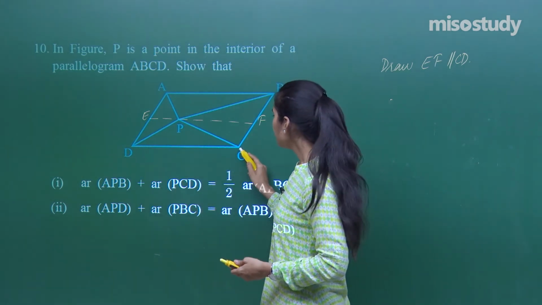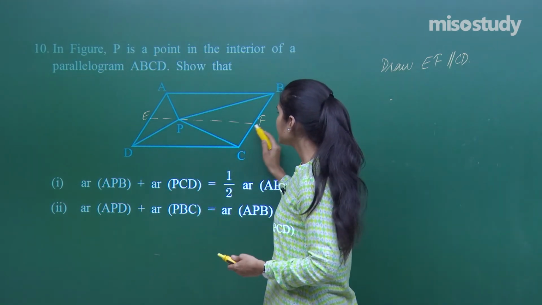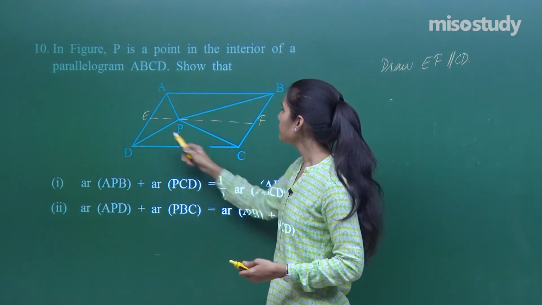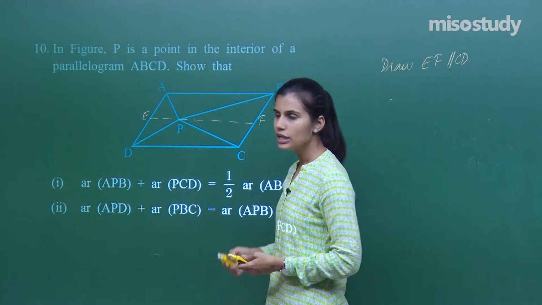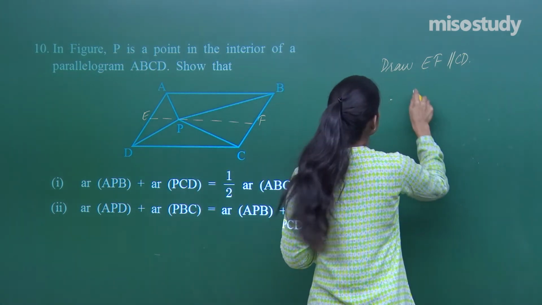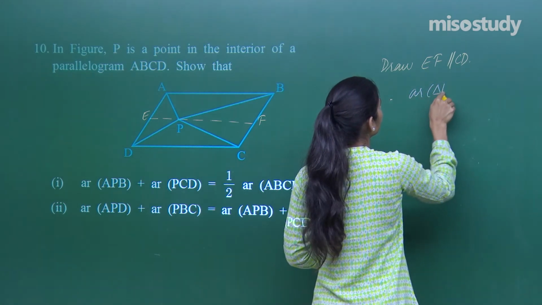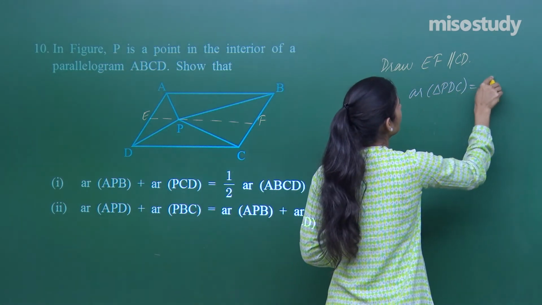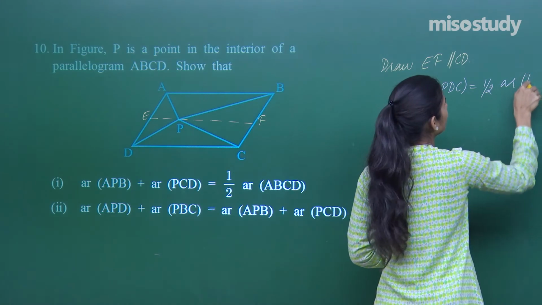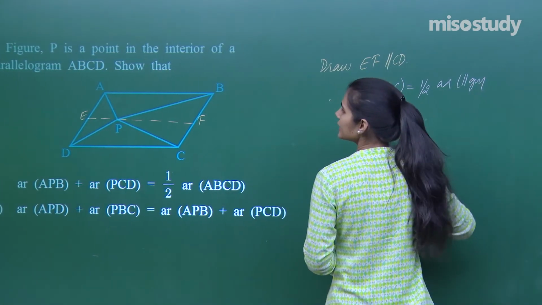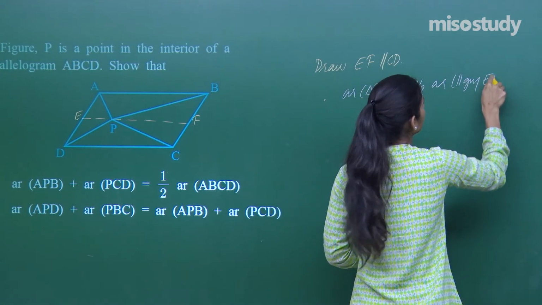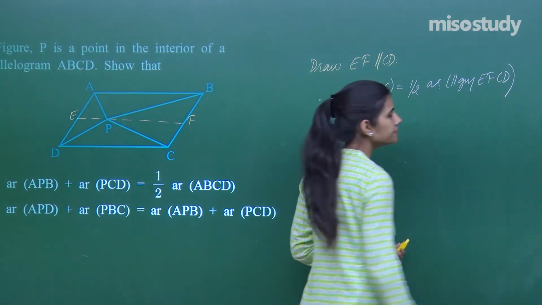Both the triangle PDC and parallelogram EDCF are lying on the same base CD and between the same parallels EF and CD. So area of triangle PDC is half of area of parallelogram EFCD. Fine.